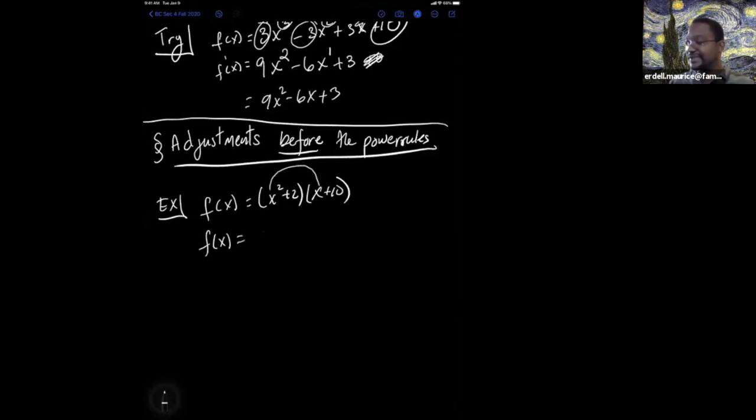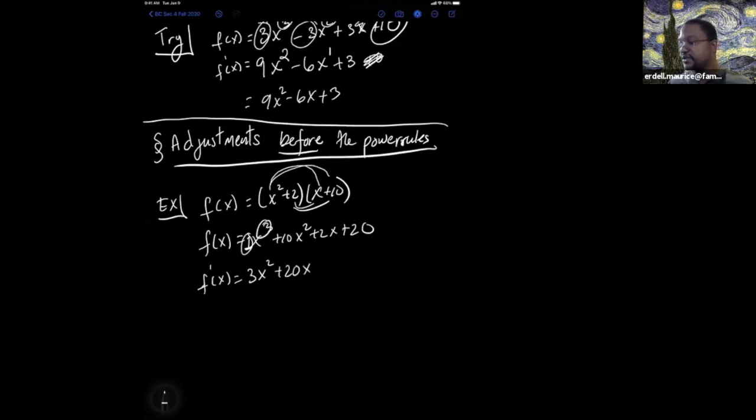x squared times x is x cubed. x squared times 10 is 10x squared. 2 times x is plus 2x, and then 2 times 10 is plus 20. And now I have each term, and they're all being added together. Remember, we haven't said anything about multiplying stuff together. Now I can go ahead and take the derivative of each term, f prime. That's going to be 3x squared. By the way, there's a hidden 1 right here, so 1 times 3 is 3, plus 20x. Again, just drop the x because it's a single x, and then the last term is 0. The derivative of 20 is 0.